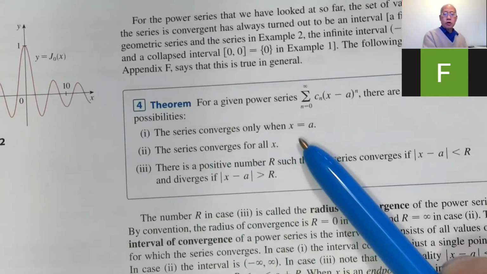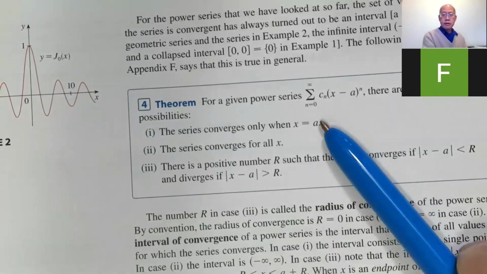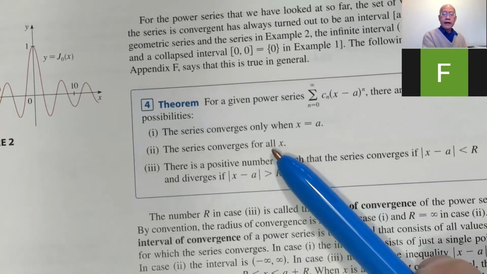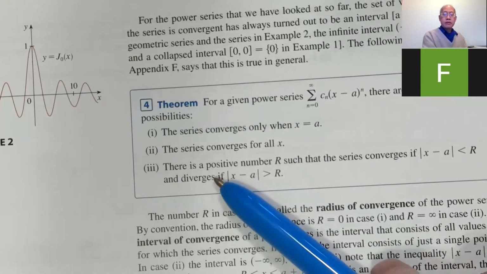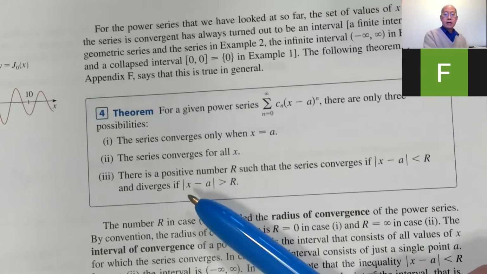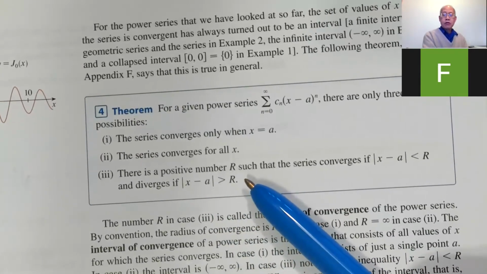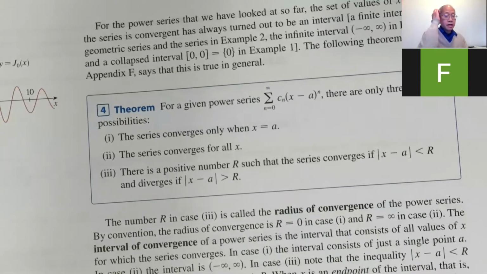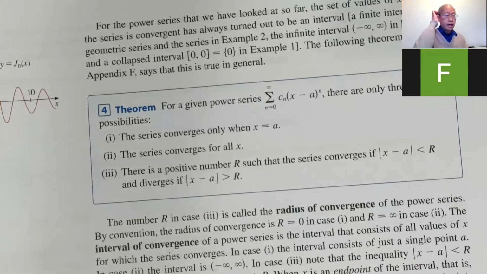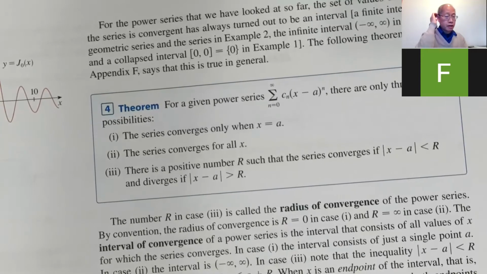Number 1, convergence only at x equals a, where they're centered. 2, convergence for all x. We've already seen that. And 3 is the most normal case. There's a positive number r called the radius of convergence. I know radius sounds weird in 1 dimension, but that's the 1-dimensional analogy of radius in 2 and 3 dimensions that you're familiar with, right?